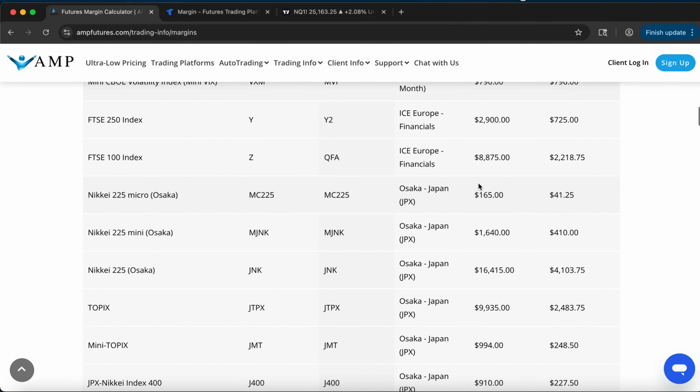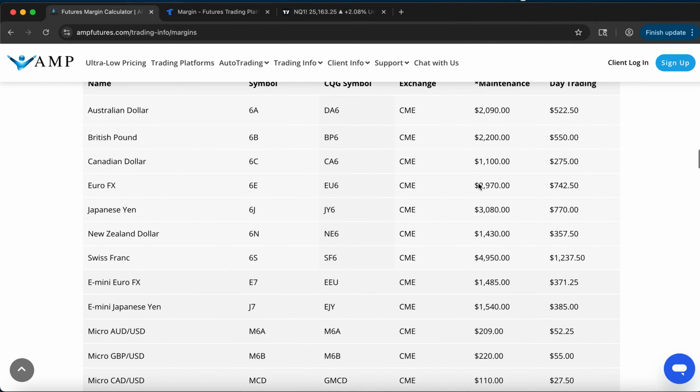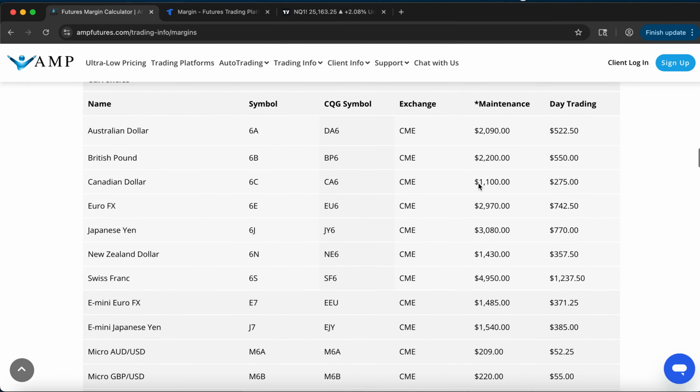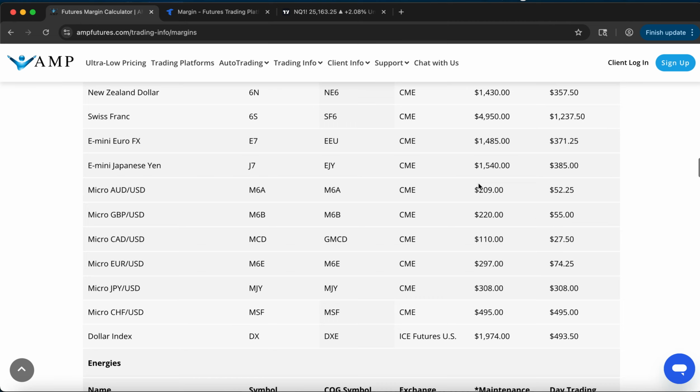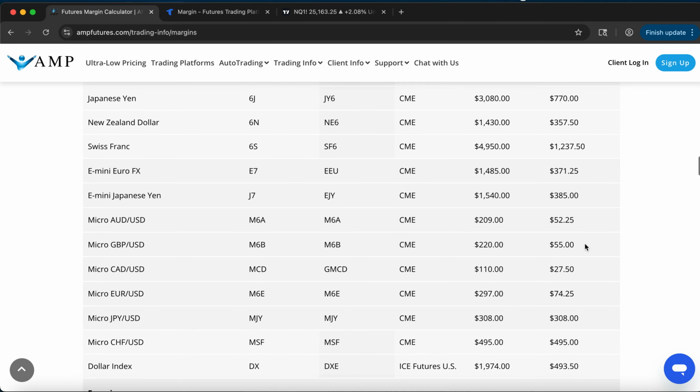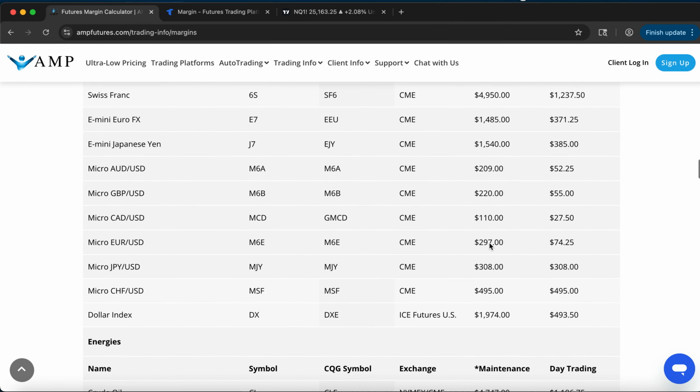Going further down the list, there are other pairs, but I'm going more towards the popular side of things. So we have Forex pairs here. Let's go to micro. You have micro Euro USD, micro JPY USD, micro CAD USD, micro GBP USD. All these are Forex pairs. You can take a look here to see what the margins are. Euro USD is a popular trade, and GBP. You need $55 to day trade, 74 for Euro, and 220, 297 to swing trade, which is way more reasonable compared to indices.